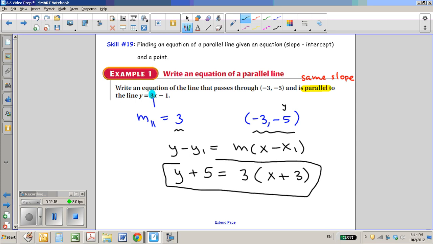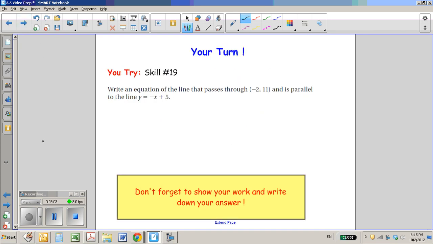So if I don't specify which form, I want you to use the easiest one for yourself. However, if I did ask you for slope-intercept form, then I would want you to rearrange this or find the b, whichever one is easier for you. Okay? So now what I need you to do is pause the video and try this example and see if you can get the right answer. Good luck.